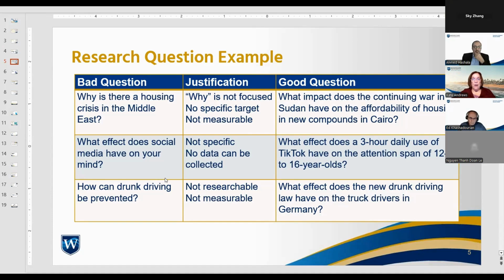Well, after we've gotten a good research question, I'm going to skip these other 2 right now because they explain the same thing, that a research question has to be focused, specific. You can collect the data, it's researchable, and it's measurable. What do we do next?